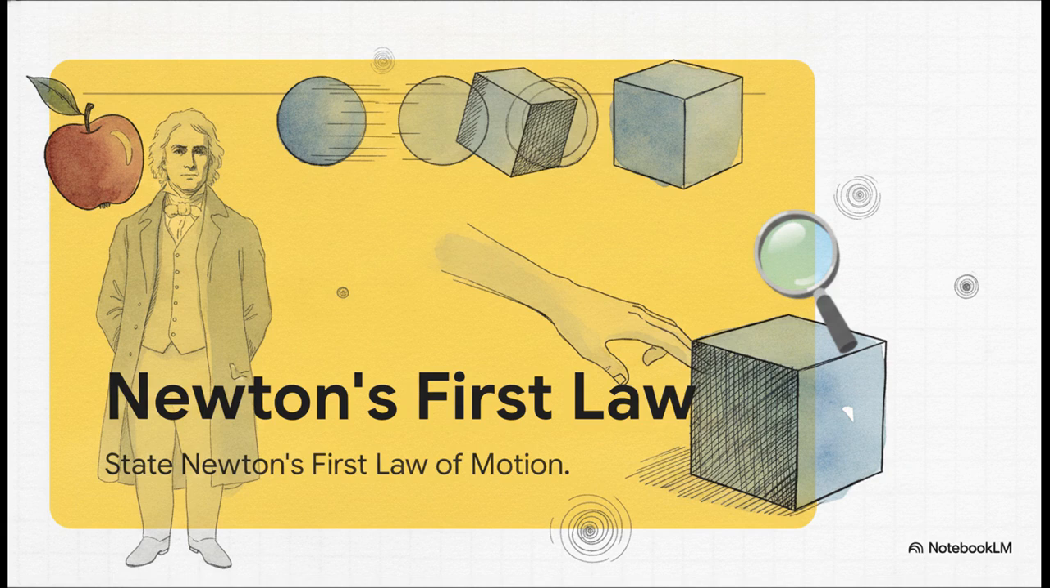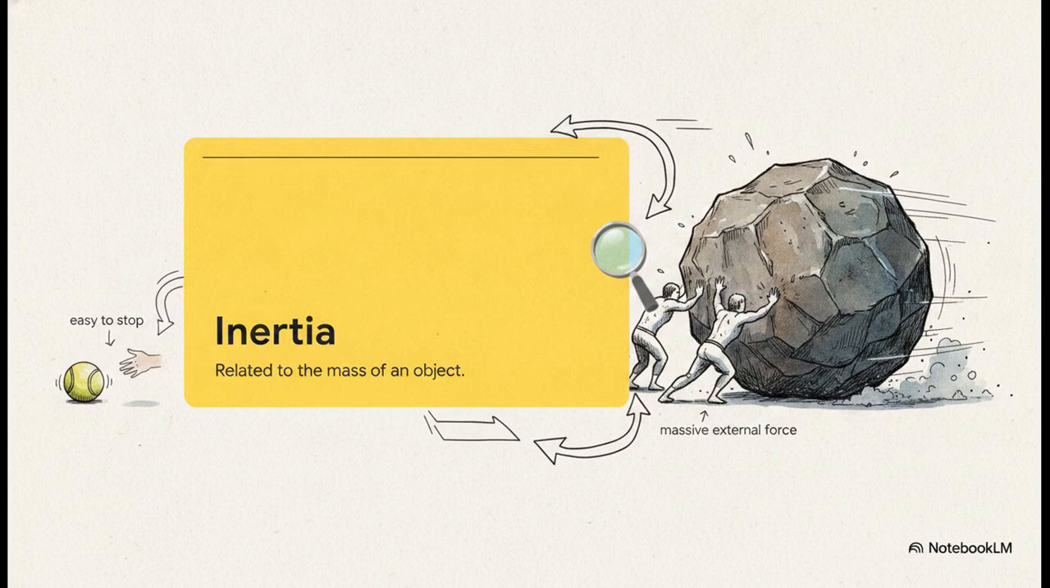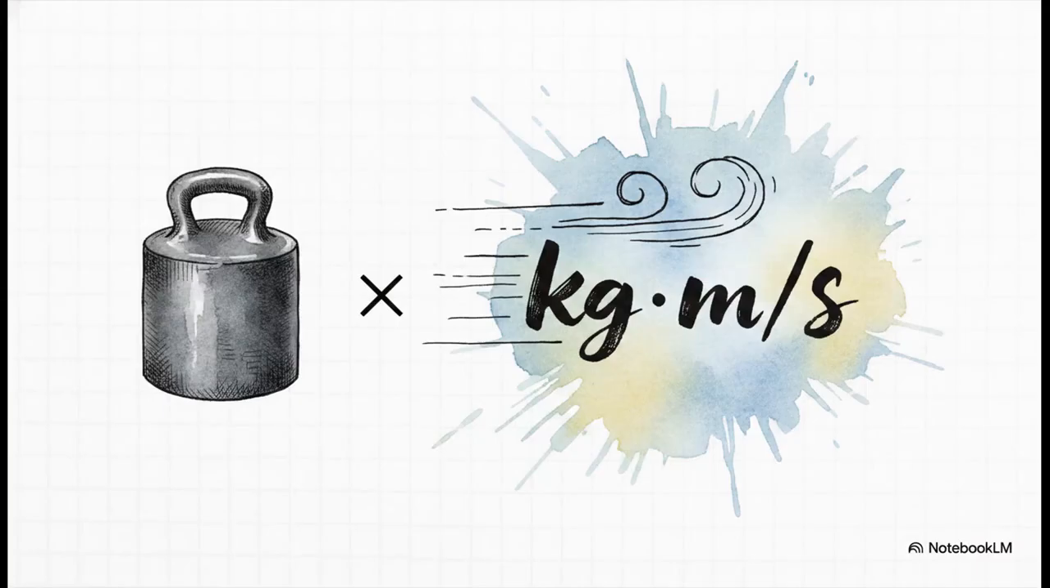This is the baseline rule for how the entire physical world behaves, and this brilliantly illustrates the concept of inertia. Inertia is exactly that laziness. It's an object's inherent property to resist any change to its state of motion. And how is it related to mass? Directly. The heavier an object is, meaning the more mass it has, the more inertia it possesses. Think about it. It's super easy to stop a rolling tennis ball, but it takes a massive external force to stop a rolling boulder. But when that mass is actually on the move, it has momentum.